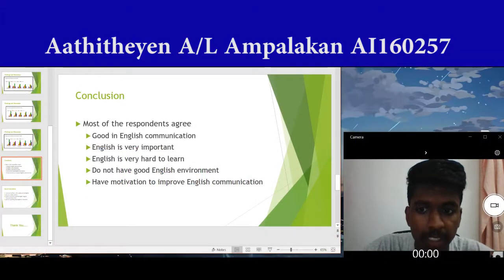Most of our respondents agree that they have a good command of English. They also agree that English is a very important language in the coming future. Although they said that they have a good command of English, they also agreed that English is a very difficult language to learn. This is because they do not have a suitable environment to learn the English language, and also they do not have the motivation to improve their spoken English.